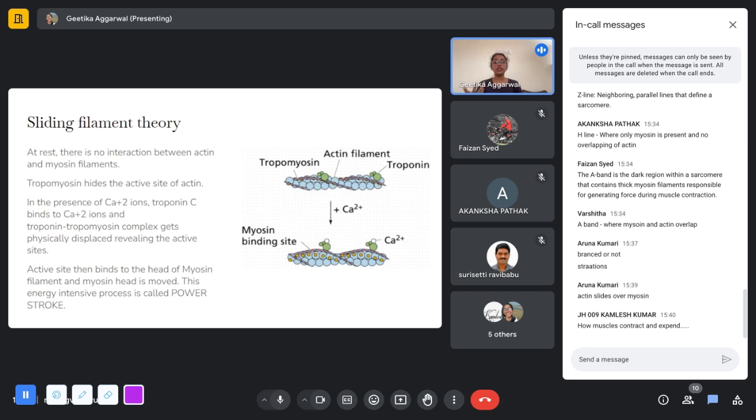And this is an energy intensive process. That is why it's called the power stroke. And because the myosin heads are being moved along the actin filament, that is why we talk about the movement of the thick myosin filaments on the rails of the thin actin filaments.